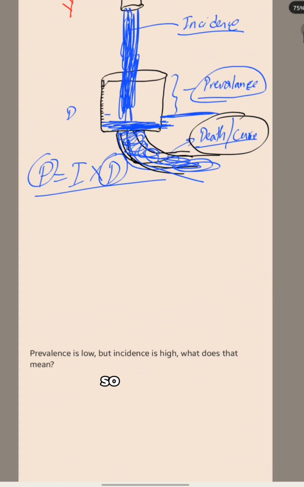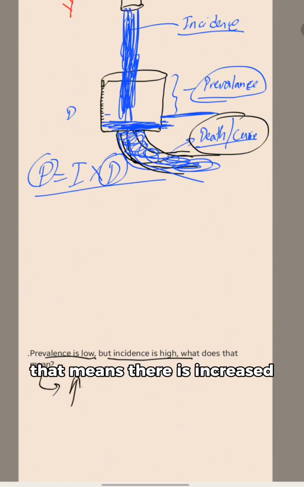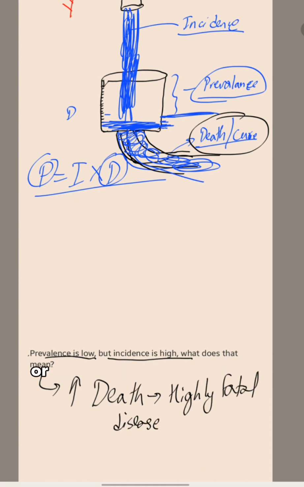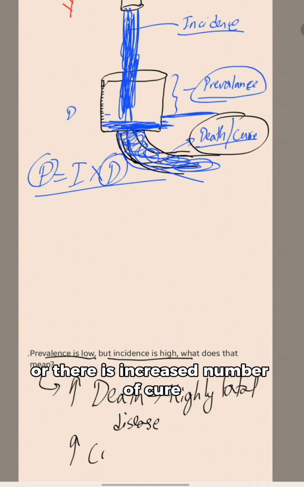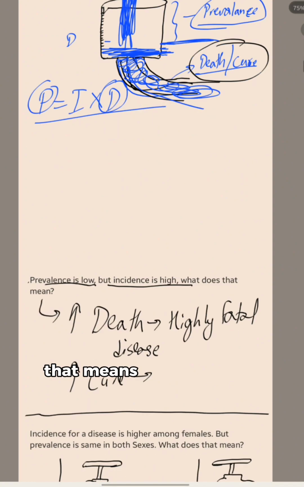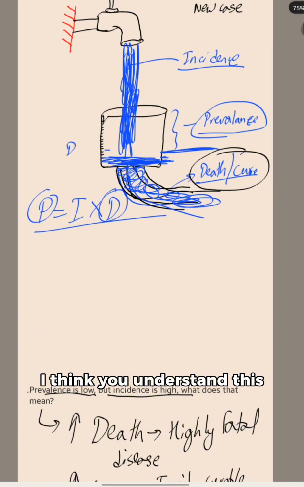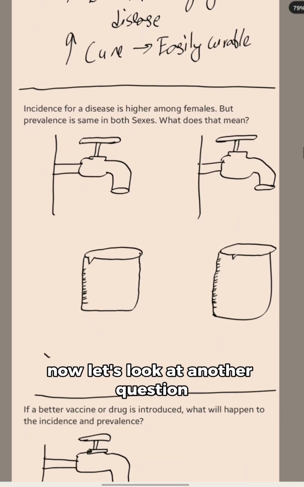So prevalence is low, incidence is high. What does that mean? That means there is increased number of death, that means highly fatal disease, or there is increased number of cure, that means easily curable disease, right? I think you understand this. Now let's look at another question.